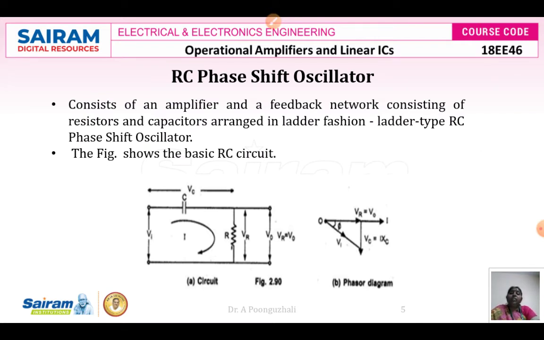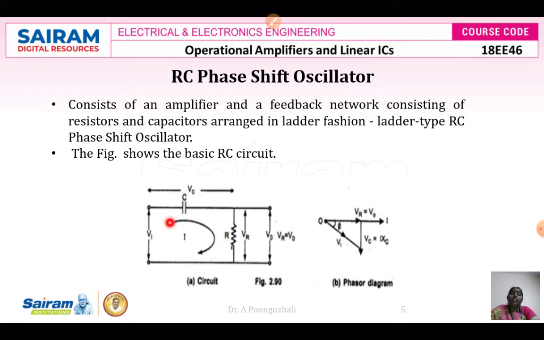So now I am going to consider an amplifier and a feedback network. In the feedback network, I am going to take R and C components arranged in a ladder fashion. So we call this the ladder type RC phase shift oscillator. Here we will take a basic RC circuit where the input voltage is given to the capacitance and to the resistance.